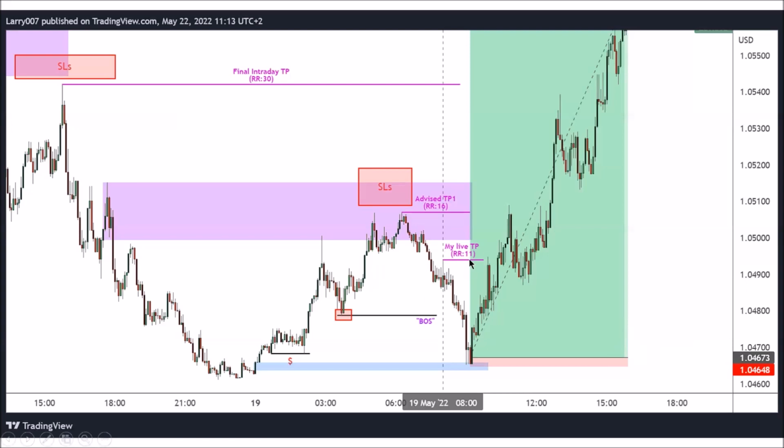So yeah, this was my live TP. This was the take profit for me. That was the most advised. If I would have let my trade develop here, I would have taken probably all my TP also. And this was for me the final TP for the day, because I did not expect such continuation.